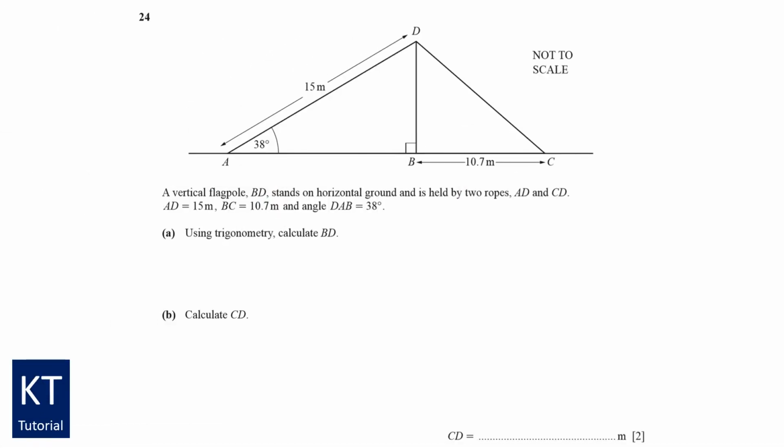Question 24. A vertical flagpole BD stands on horizontal ground and is held by two ropes AD and CD, AD being 15 meters and BC 10.7 meters, and an angle DAB which is equivalent to 38 degrees. Using trigonometry, calculate BD. Knowing that sine 38 degrees is BD over 15, we should be able to identify BD as being 9.235. Next, calculate CD. CD in turn can be derived from the Pythagoras formula as 14.1.